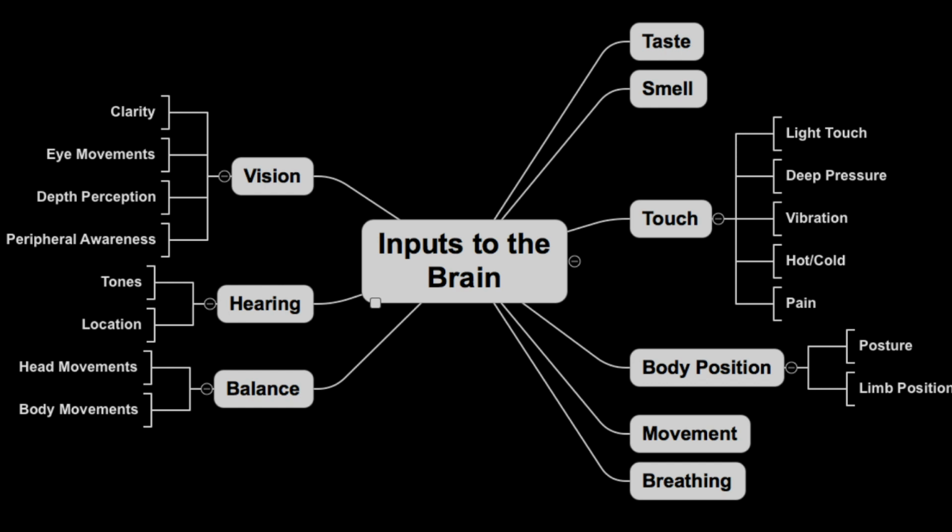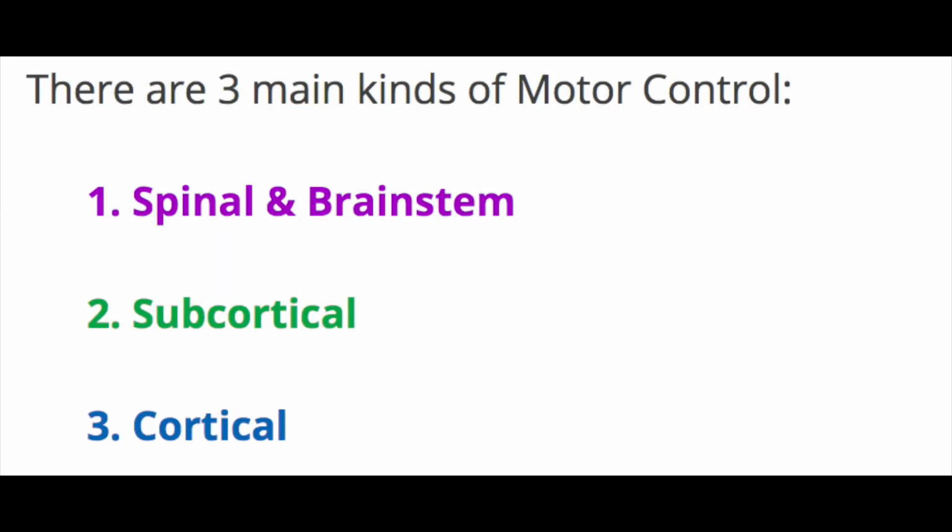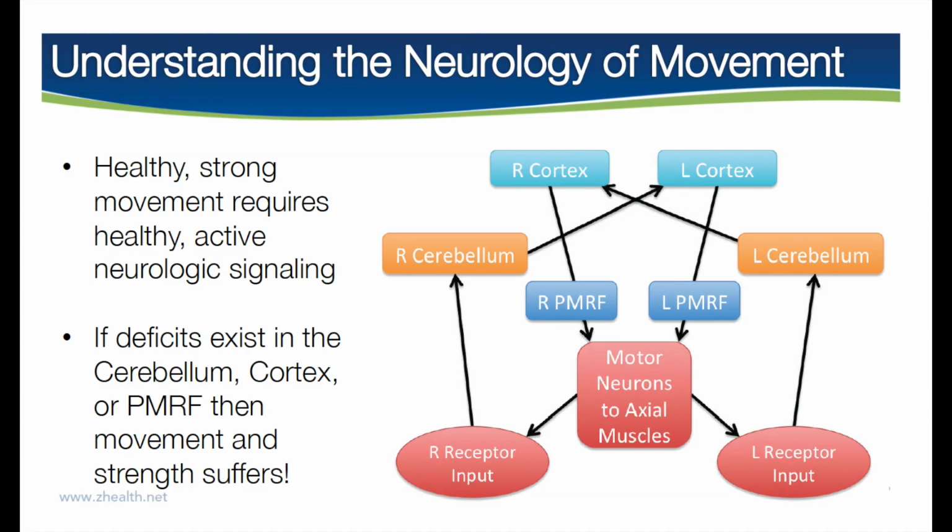And then body position, taking in that information that is relating to posture and limb position. And then movement and breathing are also inputs. They're both inputs and outputs. We know about three main types of motor control. We have the spine and brainstem, the subcortical interior part of the brain, and then the cortical part of the brain. This is a slide from Z Health Education, which is a really wonderful training for the neurology of movement.